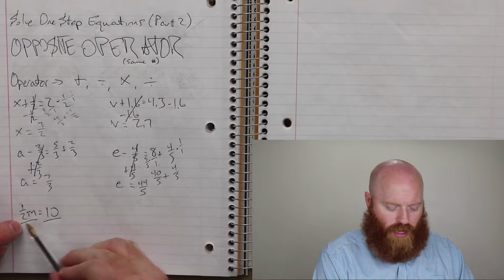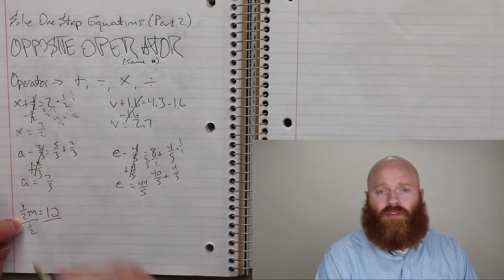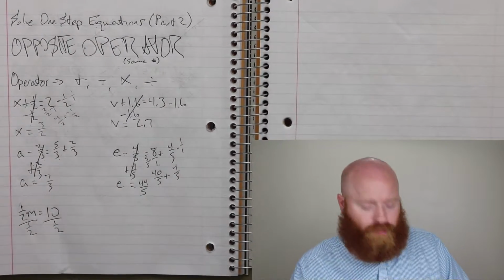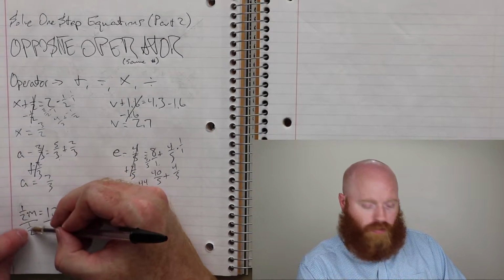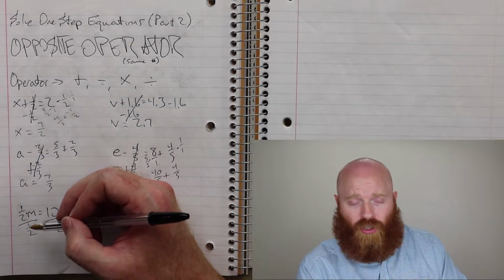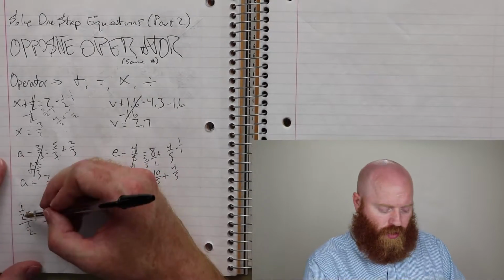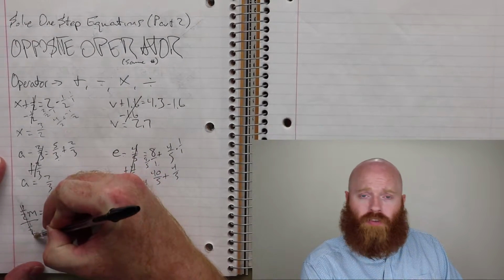So instead of times 1/2, I'm going to divide by 1/2. But if you divide that side of the equation by 1/2, you have to divide that side of the equation by 1/2. Okay, what is 1/2 divided by 1/2? I hope right now at this point you know that any number divided by itself equals 1. Any number except for 0. So any non-zero number divided by itself equals 1.